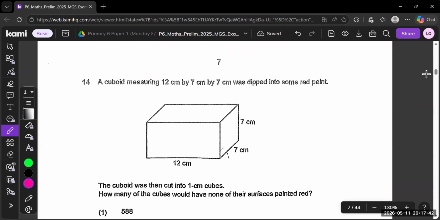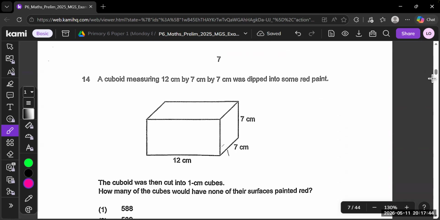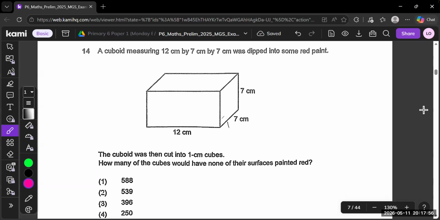Question number 14. Now this question is very unusual. This is usually a paper 2 question. This is the first time we now see this question in a paper 1, because it's considered as one of the harder questions. I put a star there because in paper 2, you might see this, especially the last few questions at the back.